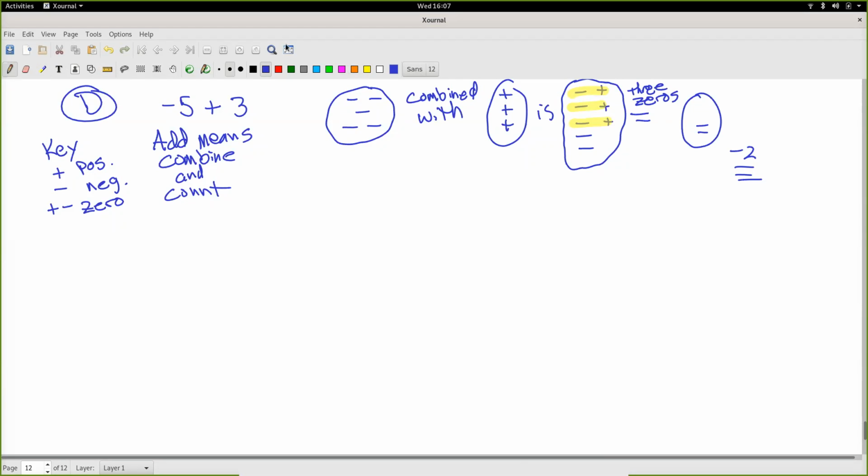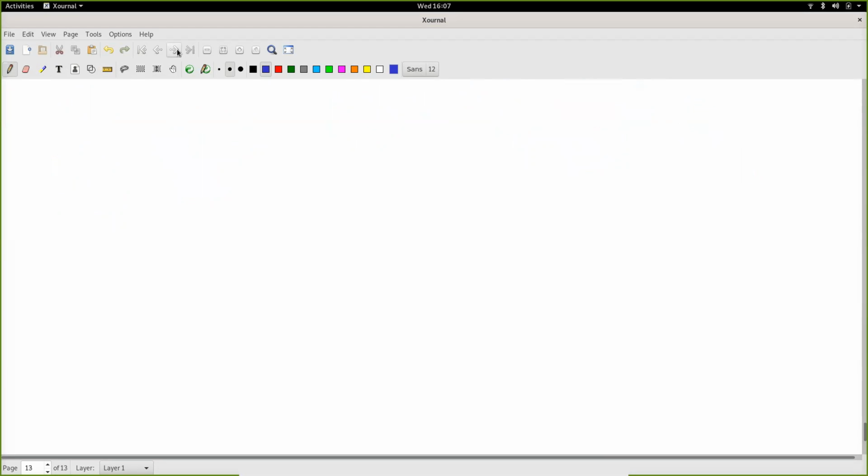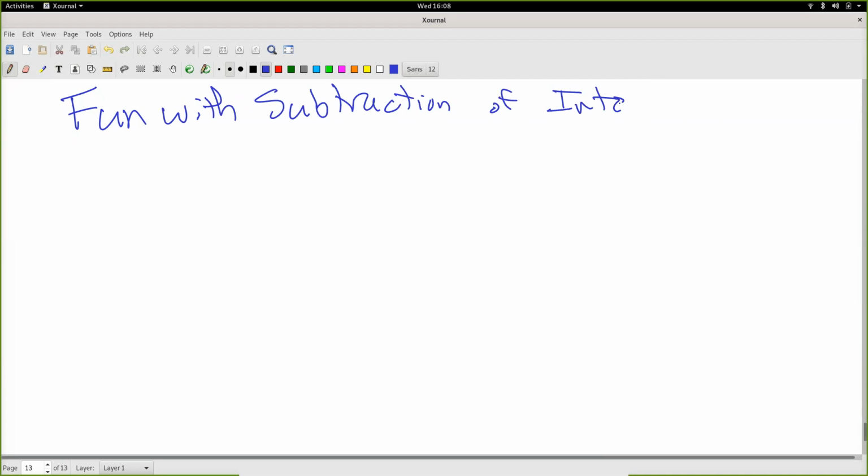All right, next, fun with subtraction. This is probably as far as we'll get today. I want to talk about the activity. All right, so subtraction is a lot like addition. We have to know what subtraction means, and we have to have a key for the things that we're working with. So let's do this in reverse order.